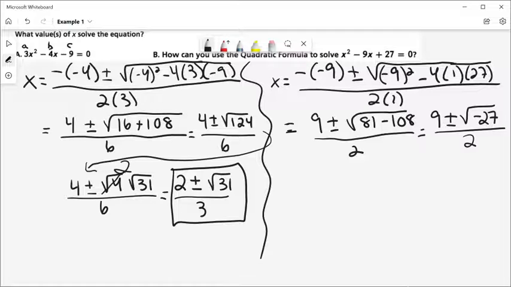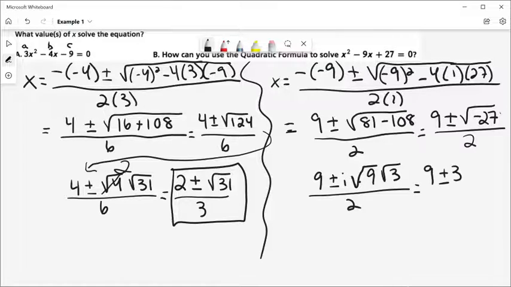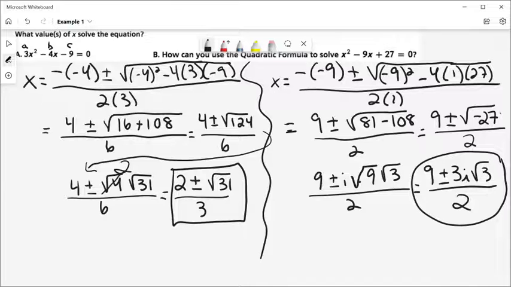And this negative sign tells us that our answer is going to have I in it. Also, 27 can be simplified since it's divisible by 9, which is a perfect square. So 9 plus or minus I times radical 9 times radical 3 over 2. Finally, our answer is 9 plus or minus 3I radical 3 over 2. So it's just a formula.